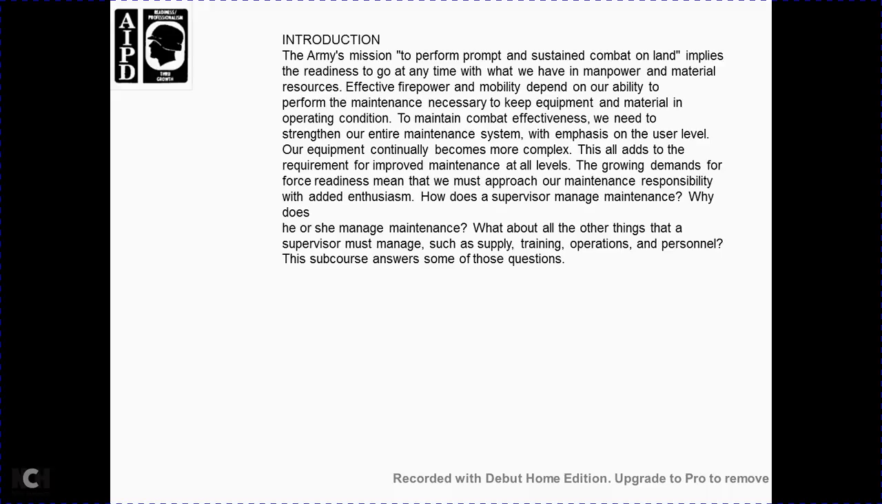We need to strengthen our entire maintenance system and emphasize the user level. Our equipment continues to become more complex, as does the requirement to improve maintenance at all levels, with a growing demand to keep the force ready. This means that most approaches to maintenance responsibility are taken with enthusiasm. How does the supervisor manage maintenance?